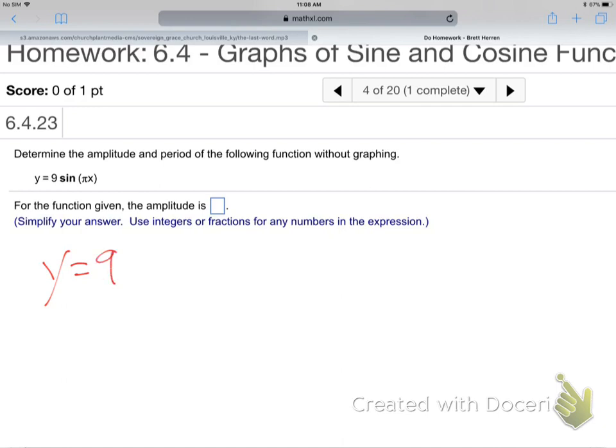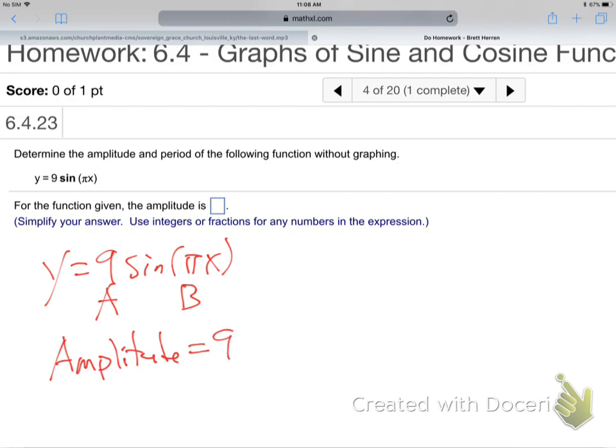All right, so 9 sine pi x. This is A, this is B. So the amplitude is the number in the front, 9. Easy enough for you, right? Can you find the period on that one? 2 pi over pi, which is 2, right? Exactly. Everybody good with that?